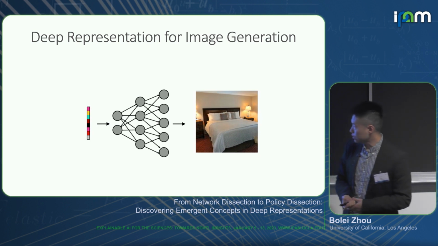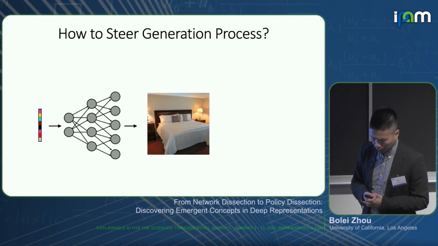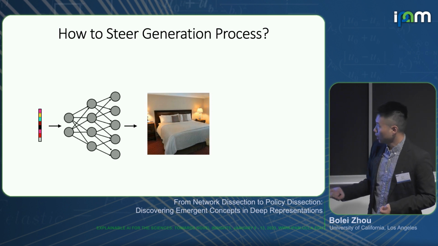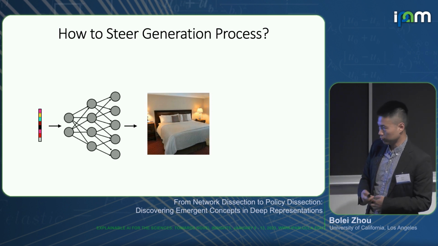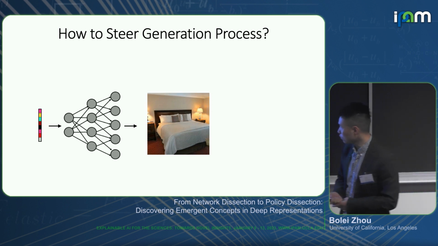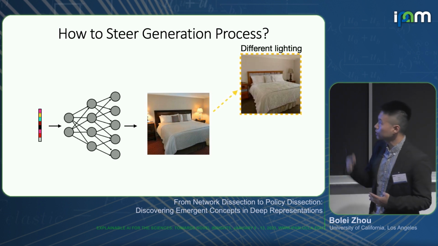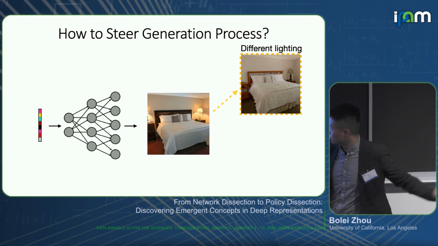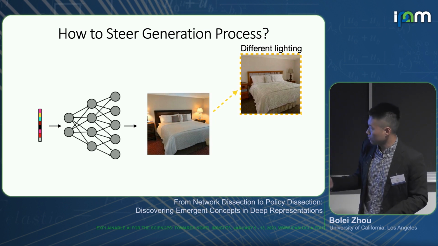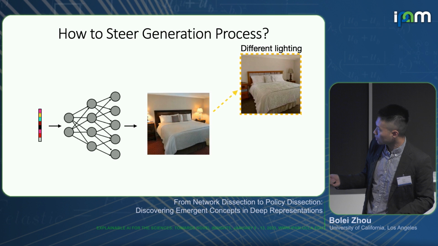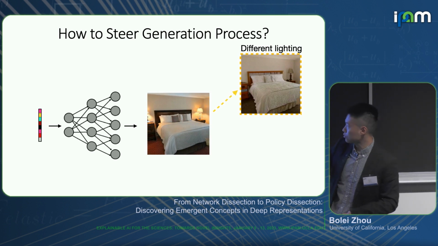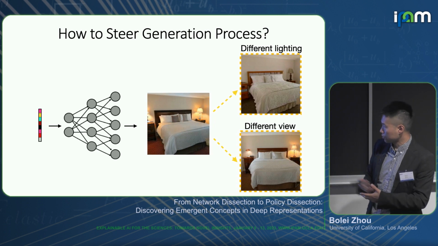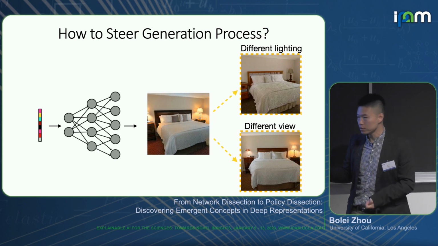But one issue with this kind of data-driven pipeline, where you give the input and output, is how we can steer the generation process. Users sometimes may want different outputs. For this given image, they may want a different lighting condition, maybe turning off the light. Also, maybe this person wants a different viewpoint of the image.